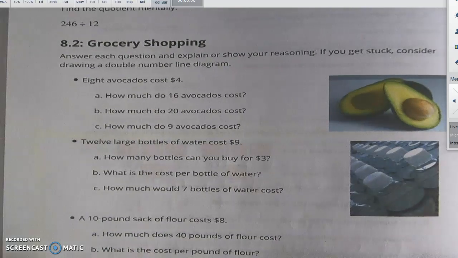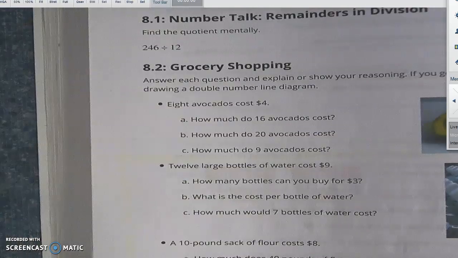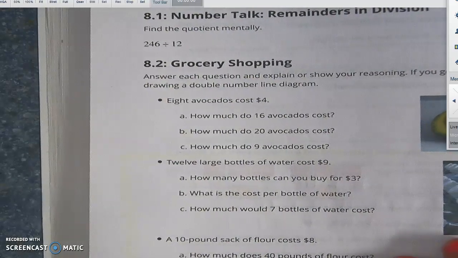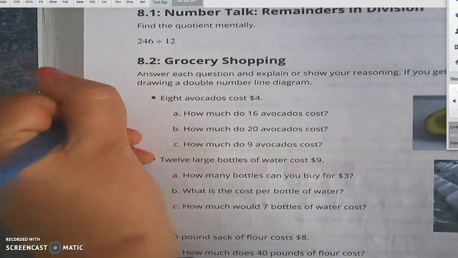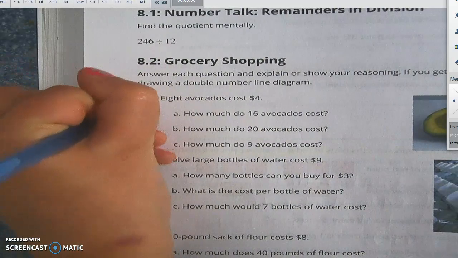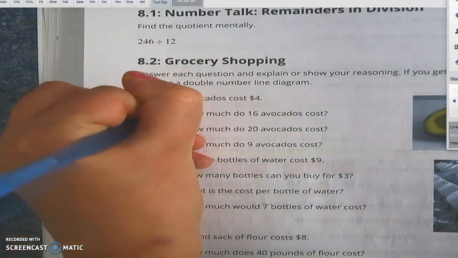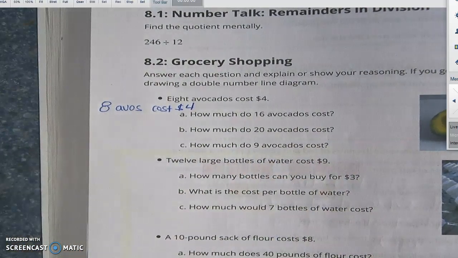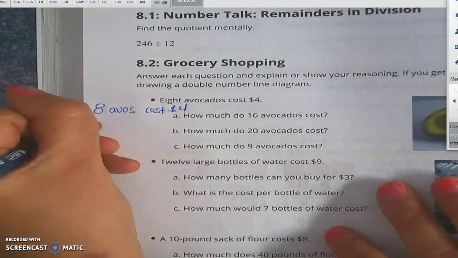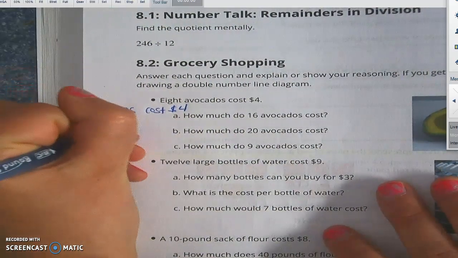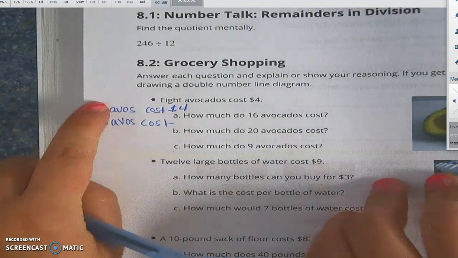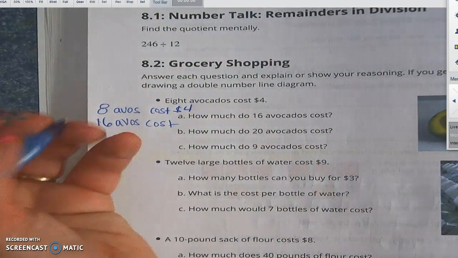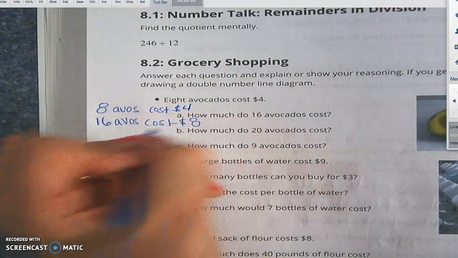So it tells us that 8 avocados cost $4, and then it says how much do 16 avocados cost. And this book is the worst at spacing. They gave us no room to do this, but we'll try anyways. So 8 avocados cost $4, and then they want to know how much do 16 avocados cost. Well, 8 times 2 is going to give me 16. So 16 avocados cost, and if I double the number of avocados, I also have to double the number of dollars. So 16 avocados cost $8.